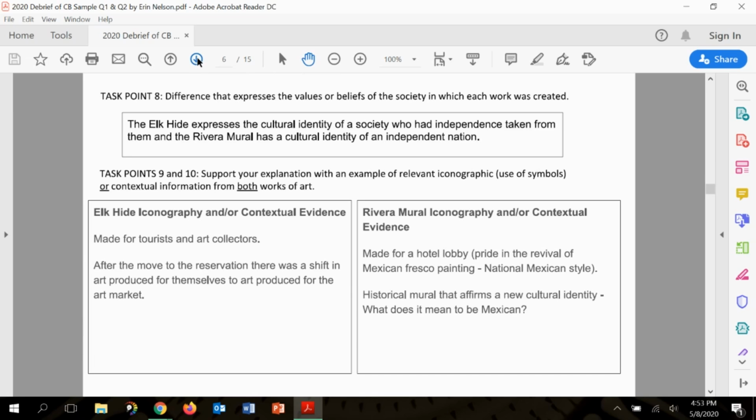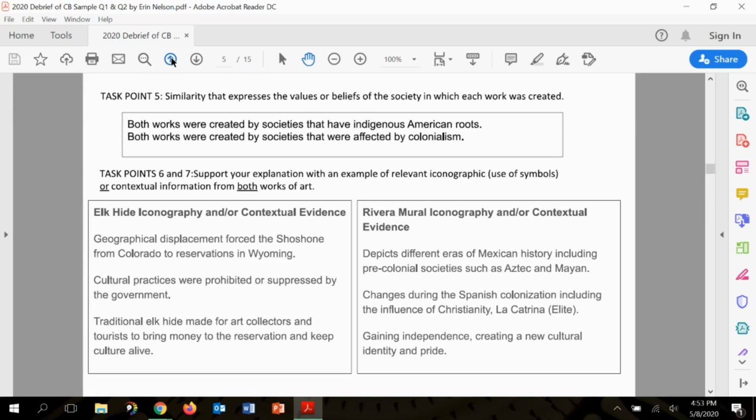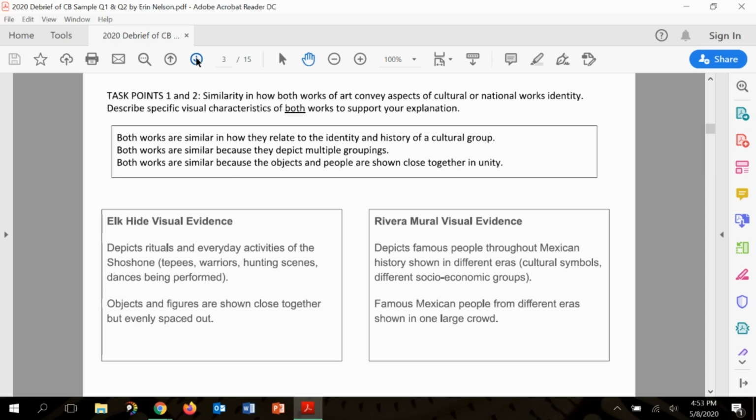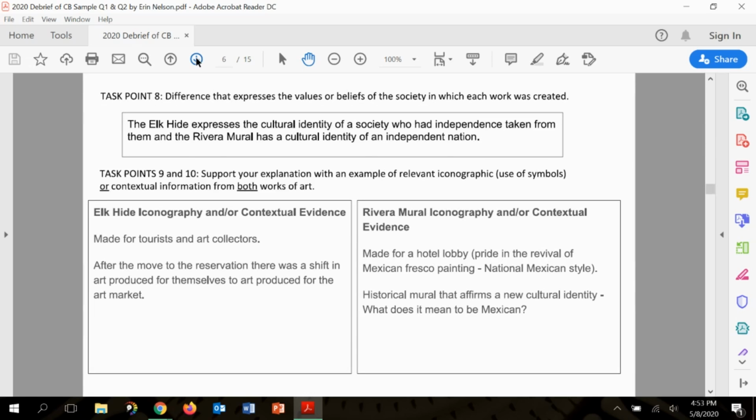Okay, task point 8. See, she decided this was 1 point, and I'm kind of thinking it's more. Oh, there it is. Task 8, 9, and 10. There's our bottom of the essay pyramid. Okay. So kind of interesting. That's an interesting kind of tack, and I hope that it's helpful for you.